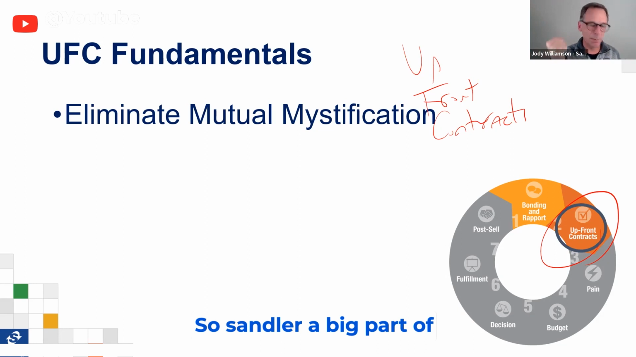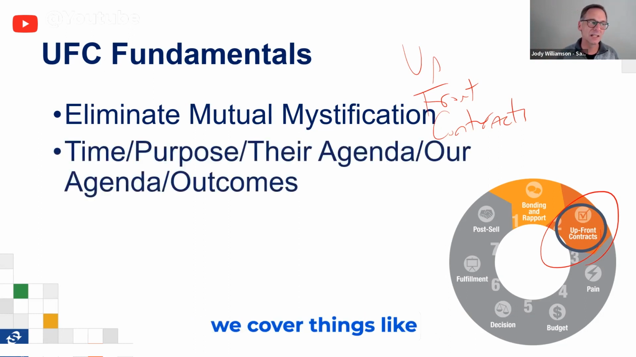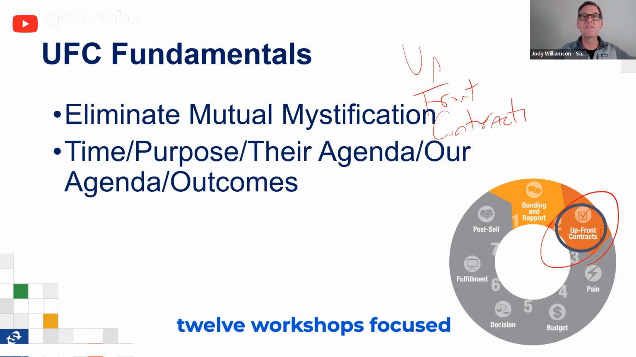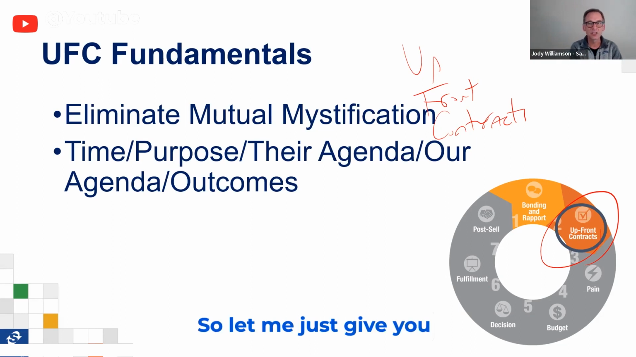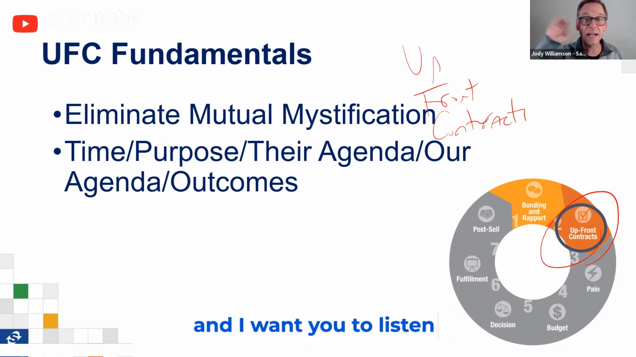So in Sandler, a big part of it, and Tiffany said, I think it's one of these genius pieces of it, is how do we eliminate mutual mystification? So at the beginning of a meeting, we cover things like time, purpose, their agenda, our agenda, and outcomes. Those are the 5 elements of an upfront contract. We have 2 of the 12 workshops focused on upfront contracts. This is how important it is. We only have 2 topics where we do 2 workshops on it. This is one of them. We are going to do a super deep dive into this coming up in 3 or 4 weeks, whatever it is on the calendar.